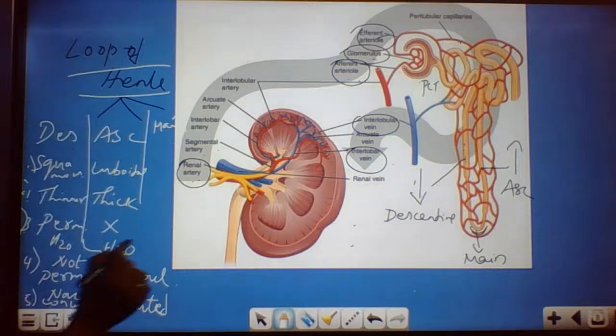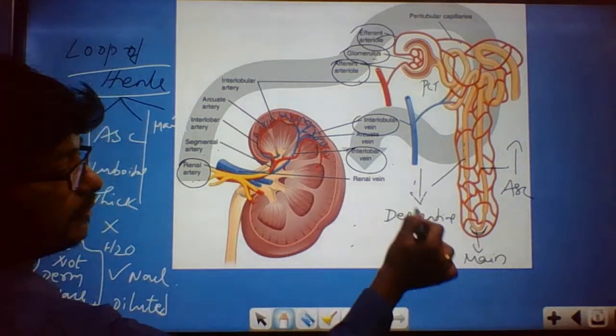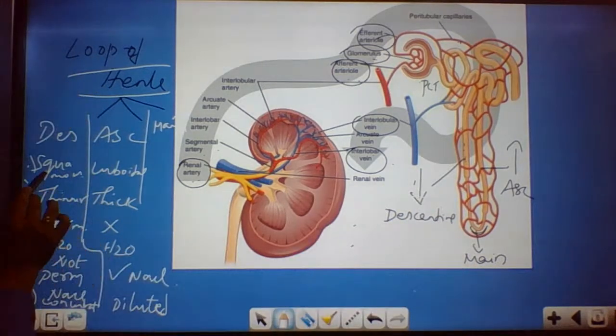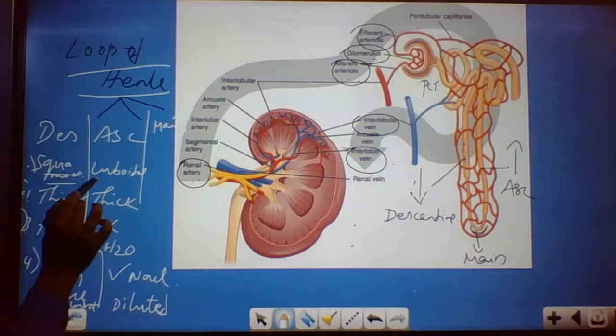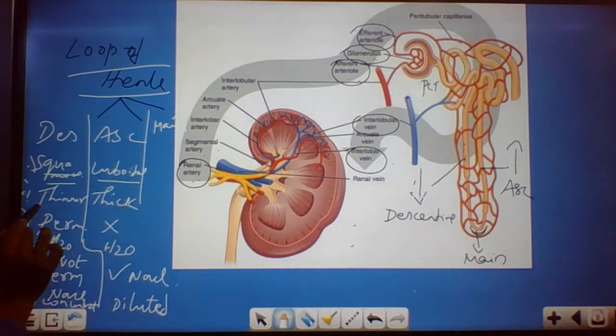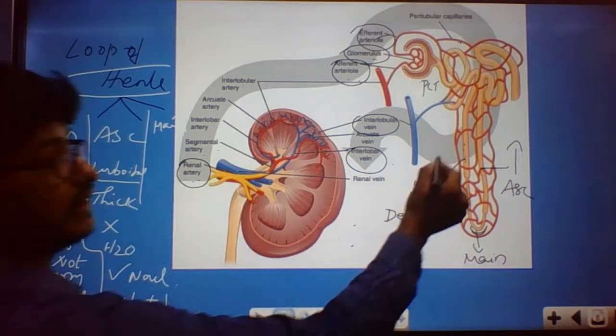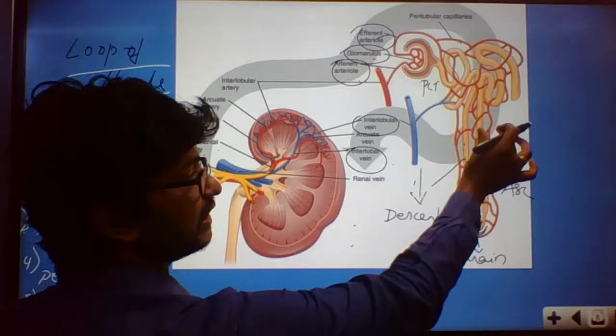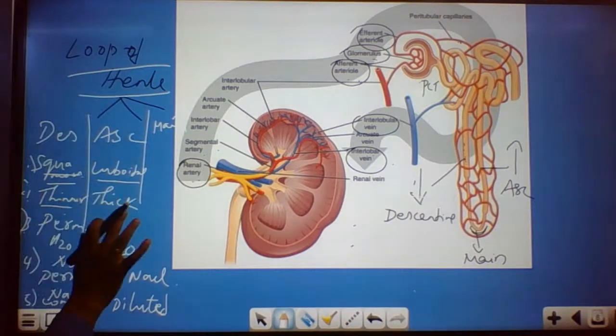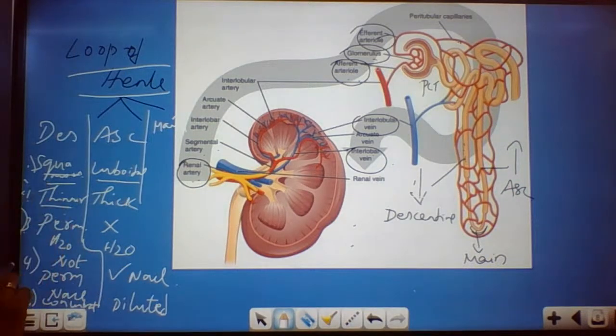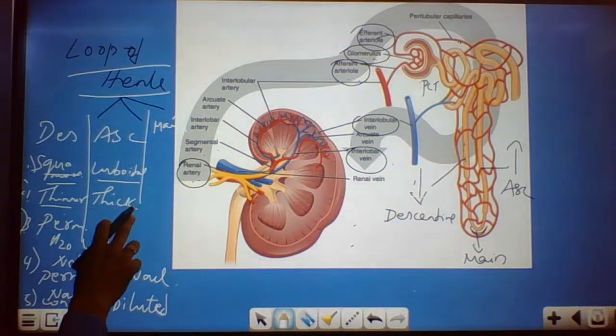So what are the features of the descending loop? The descending loop of Henle has squamous cells, the ascending has cuboidal cells. In books you'll often see the descending as thinner and the ascending as thicker, because squamous is a single-layer structure, so it is automatically thinner. Since the ascending has cuboidal cells, it is thicker.